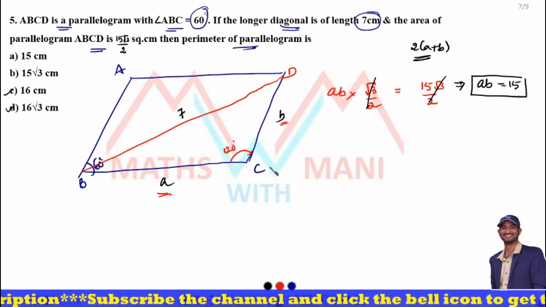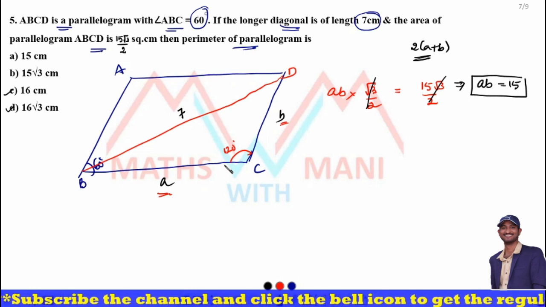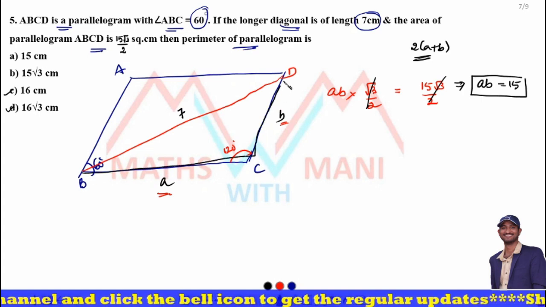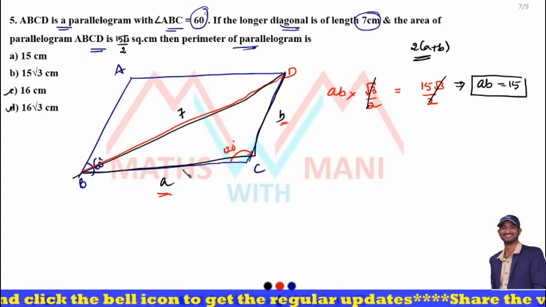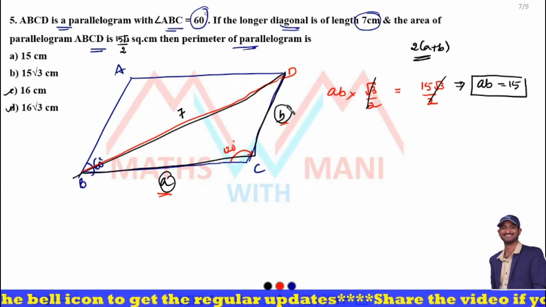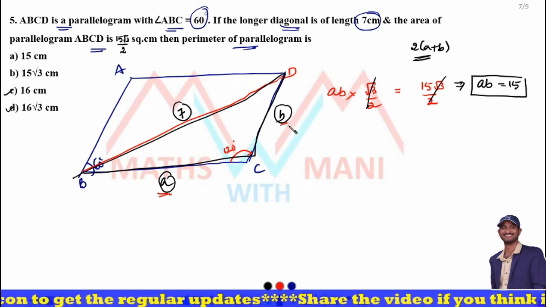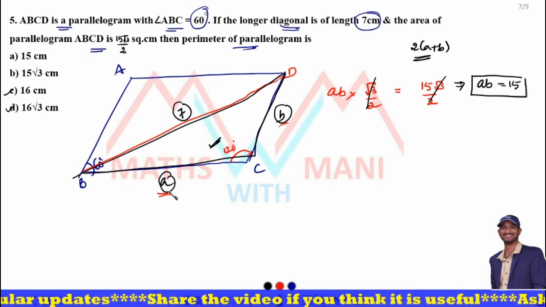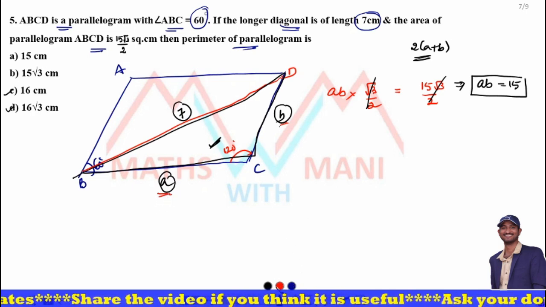Okay. Next, what is the other condition? Here, in the triangle BCD, the sides are A, B and 7, and the angle between A and B is 120. So now I'll apply the cosine rule. What is the cosine rule?